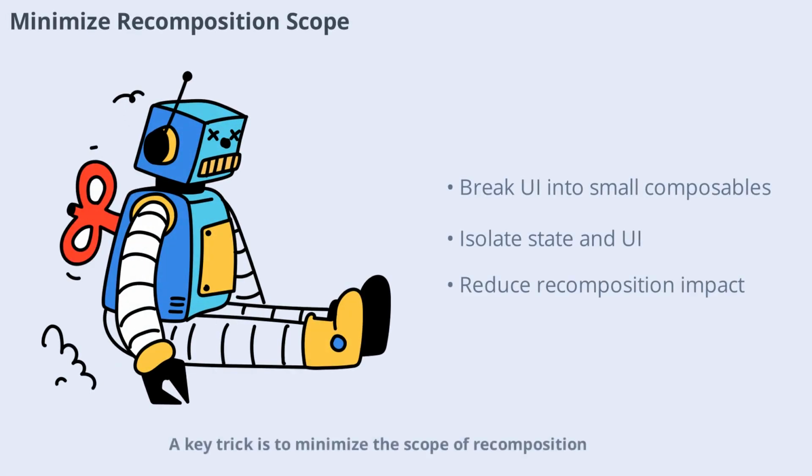A key trick is to minimize the scope of recomposition. By breaking your UI into smaller, focused composables, you ensure that only the parts that need to update actually do. Senior developers structure their code to isolate state and UI, reducing the performance impact of recompositions.